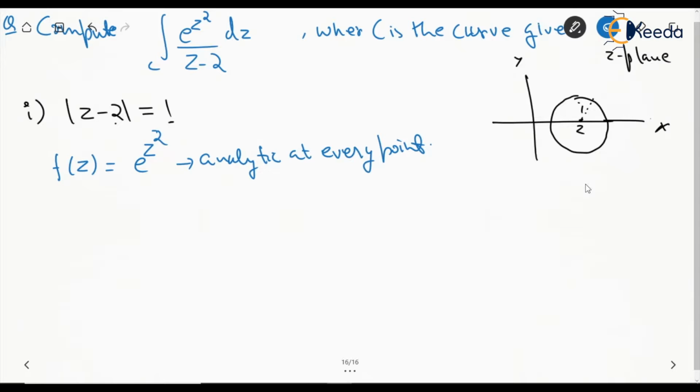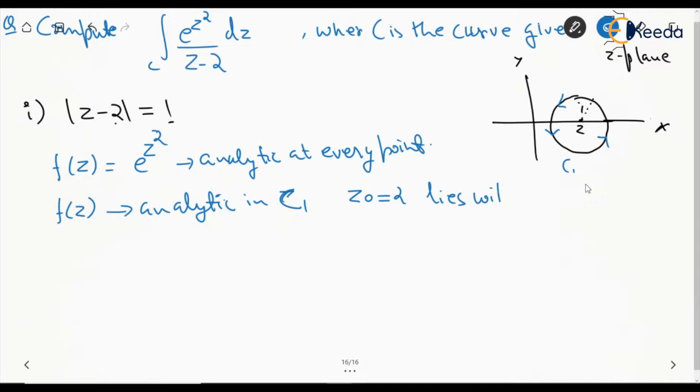So once this function is analytic, definitely it must be analytic in this region. Let's say this is C1 and we are making it counterclockwise. So you can say f of z is also analytic in C1, and z0 equal to 2 lies within C1.